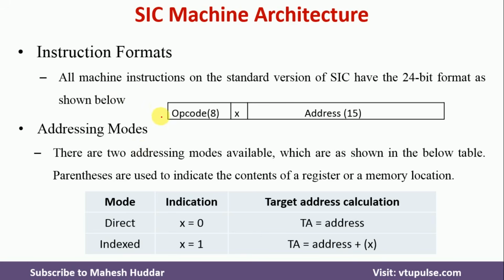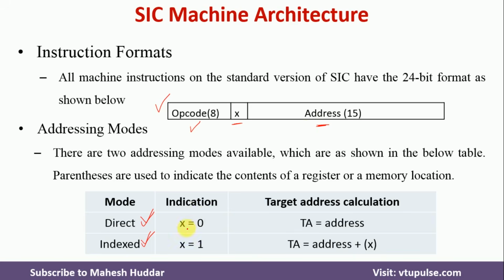There is only one instruction format supported by the SIC. The instruction format has 24 bits. The first 8 bits are used to represent the opcode of the instruction. The next 1 bit, x, represents whether it is a direct addressing mode or an indexed addressing mode. If the value of x is equal to 0, it is a direct addressing mode. If the value of x is equal to 1, it is an indexed addressing mode. And one more thing, the remaining 15 bits are used to represent the address.